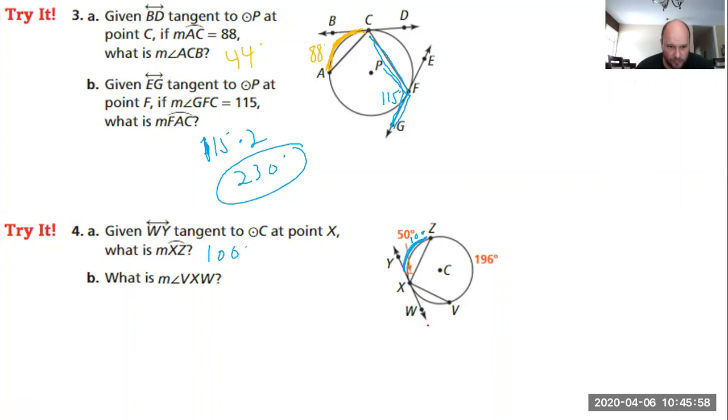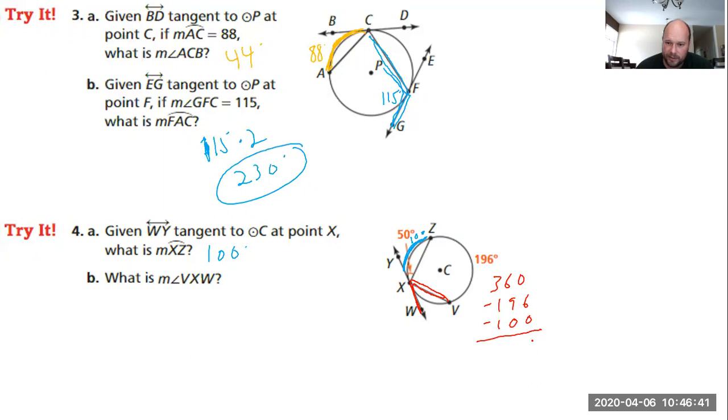For the other side, what is the measure of angle VXW? So they're looking at this angle here. Well, we know a couple of things. We can do this one of 2 ways. We can either use the fact that the entire circle is 360 degrees, or we can use the fact that this straight line is 180 degrees. Let's do the circle option first. If this is 100 and this is 196, we can subtract those from 360. So 360 minus 196 minus 100.